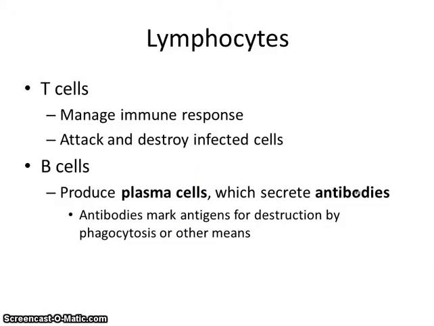So T cells, they manage the immune response. You've got a couple different types, and they're both going to be important to help all the other cells work efficiently. And then you've got some T cells that are cytotoxic, and they go in and look at our cells and see what's been altered, and they destroy infected cells. B cells make plasma cells, which make antibodies.